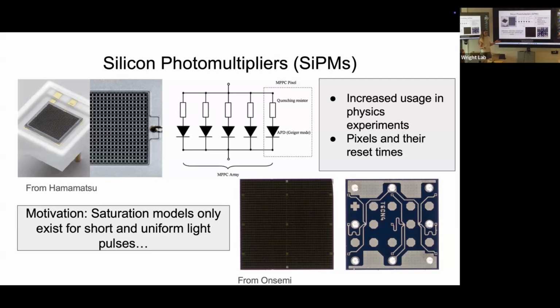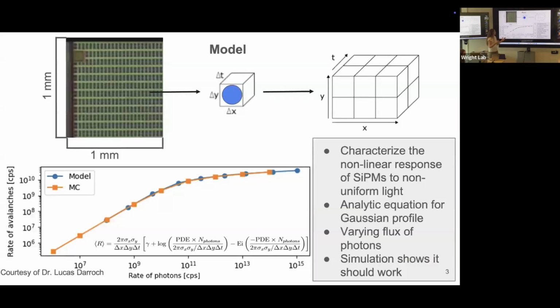So the motivation behind my project is that currently saturation models only exist for short and uniform light pulses that hit the SiPMs. So my goal is to characterize it for non-uniform light that hits it.